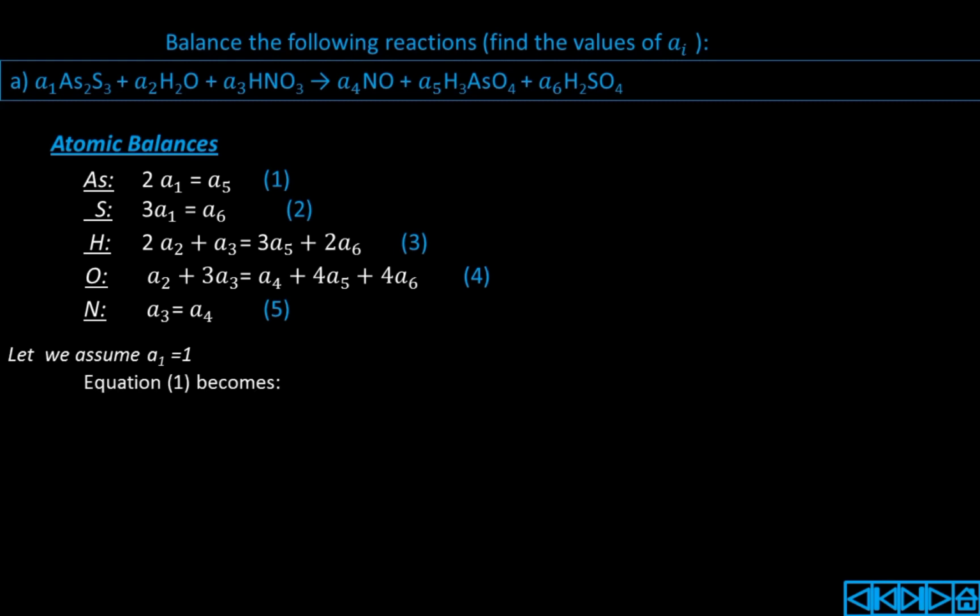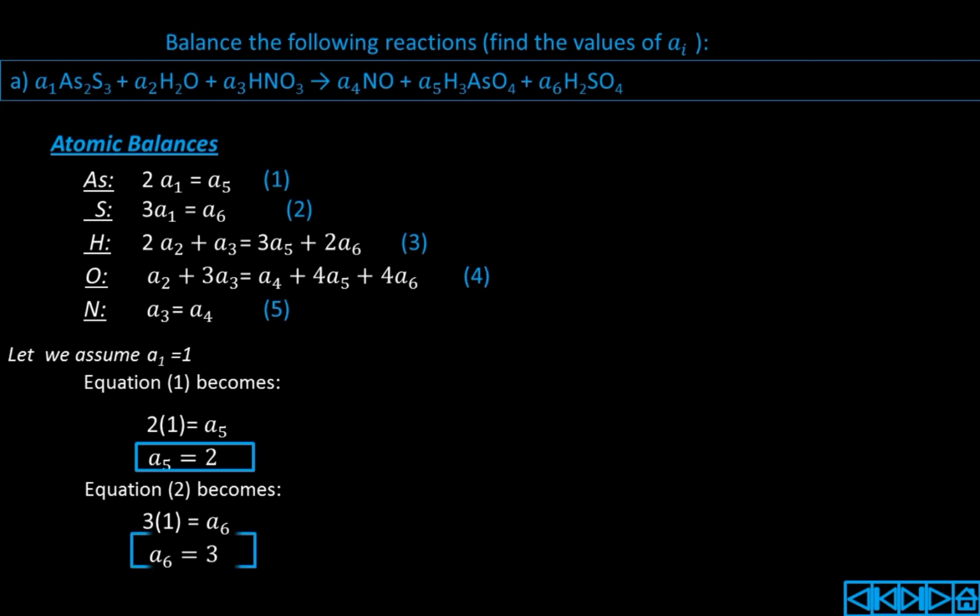If we put A1 equal to 1 in equation number 1, we get 2 equal to A5, and in this way we get the value of A5 equal to 2. So now we have two values, A1 equal to 1 and A5 equal to 2. Now putting these values in equation number 2, 3 into 1 equal to A6. So we get the value for the stoichiometric coefficient A6 equal to 3.